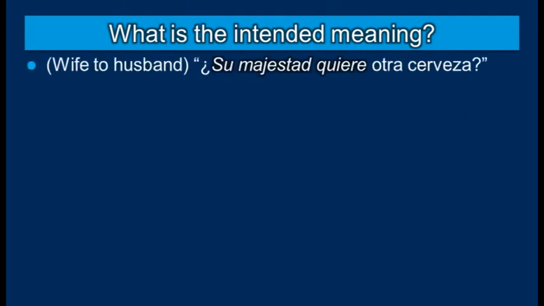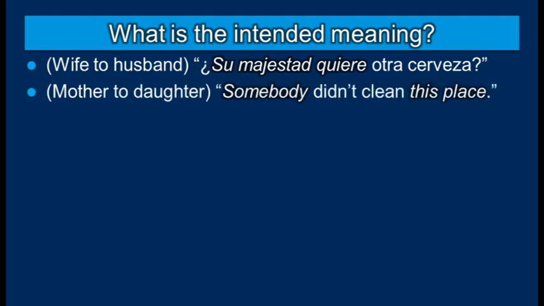In the first example, a wife to her husband will probably say Su Majestad quiere otra cerveza to make him understand that he's probably doing nothing and he's acting as if he were a king, and that is why she is distancing herself from him by calling him Your Majesty, and also by addressing him in the third person. In the same way, when a mother says to her daughter, somebody didn't clean this place, instead of saying you didn't clean your room, she is trying to distance herself and showing her daughter that she is not happy and that there will be trouble.